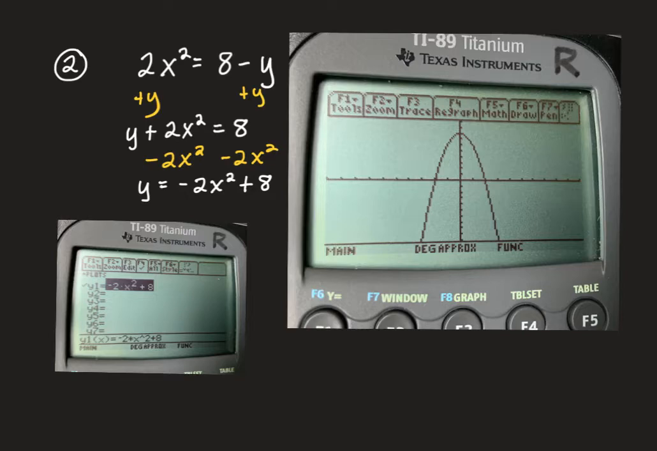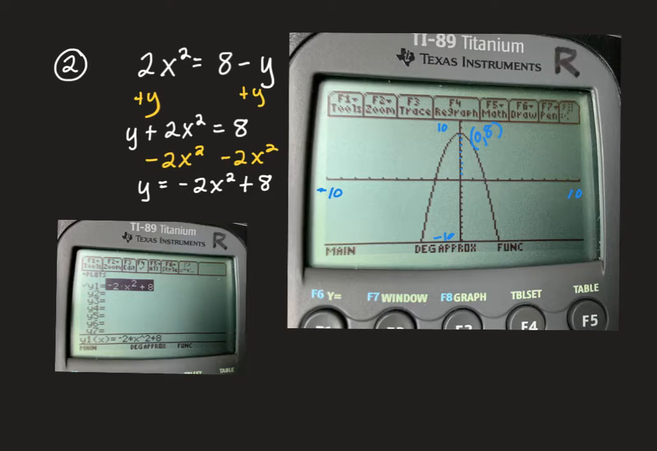If you check the window, you will see that this is a window that ranges from -10 in the x direction to +10 in the x direction, from -10 in the y direction to +10 in the y direction. So what is this? 1, 2, 3, 4, 5, 6, 7, 8. That is the point 0, 8. All right.